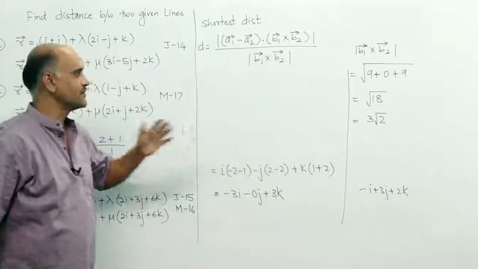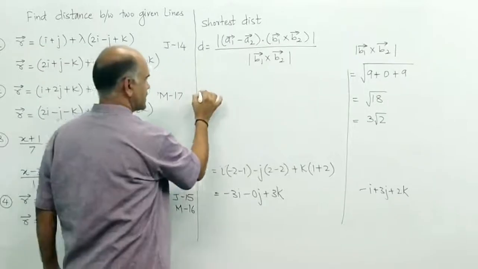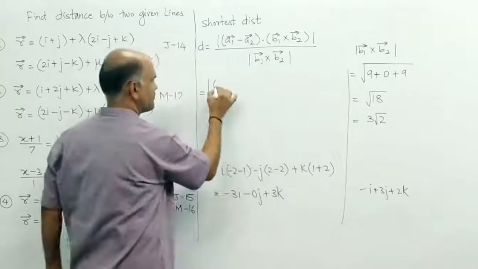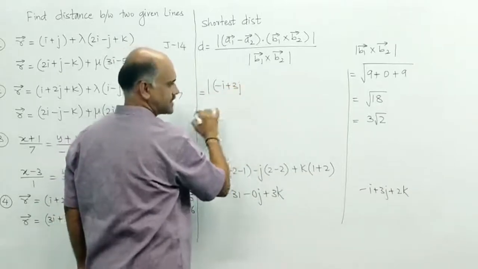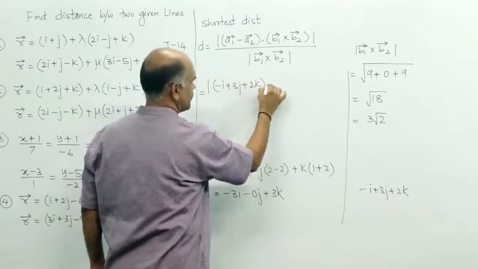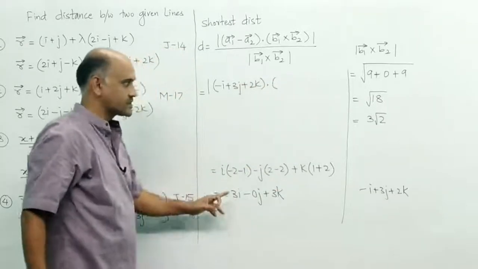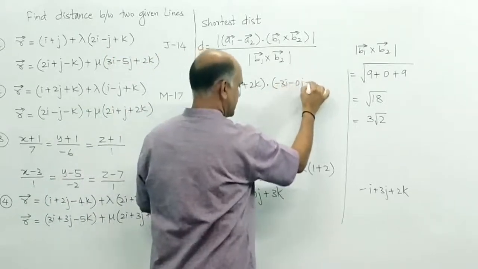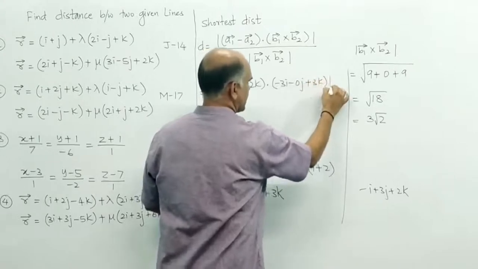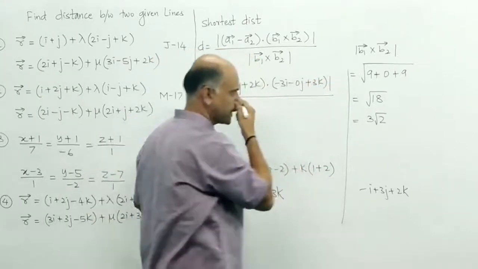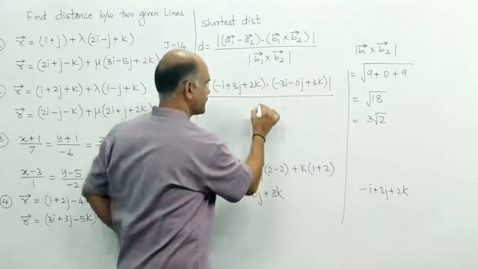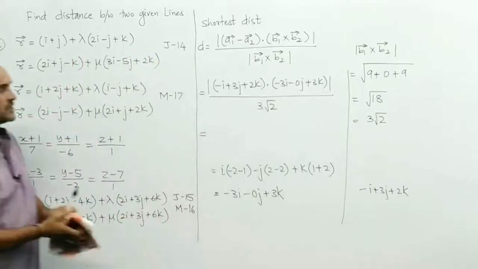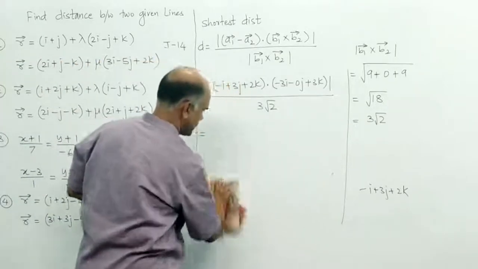Now substitute the values. So a1 minus a2, I have written here. So you will have minus I plus 3j plus 2k dot b1 cross b2 is over here, minus 3i minus 0j plus 3k divided by magnitude of b1 cross b2. Magnitude is 3 root 2. So now simplify this, you will have the answer. So take dot product in the numerator, you will have the answer.